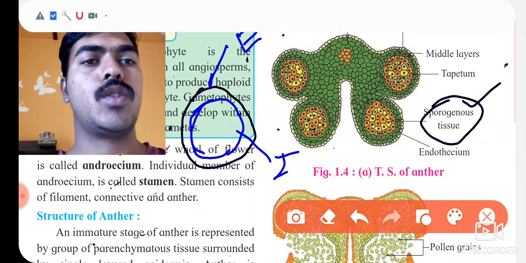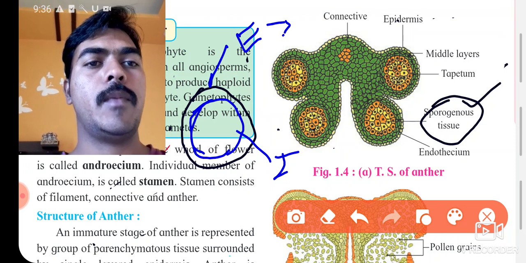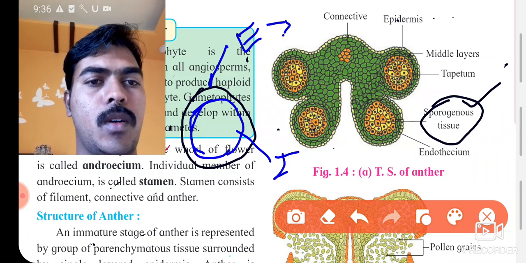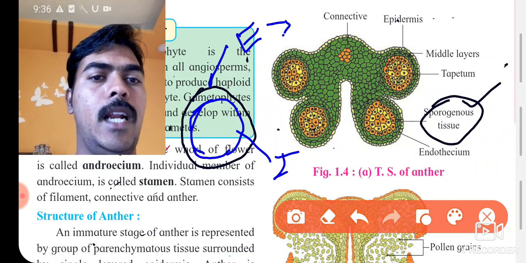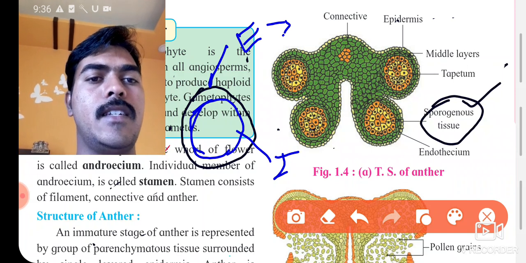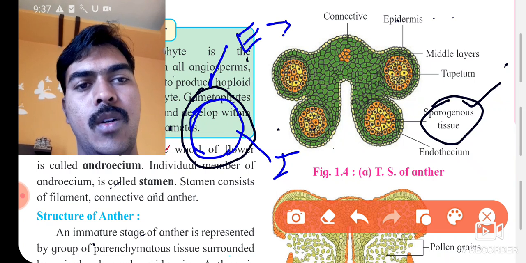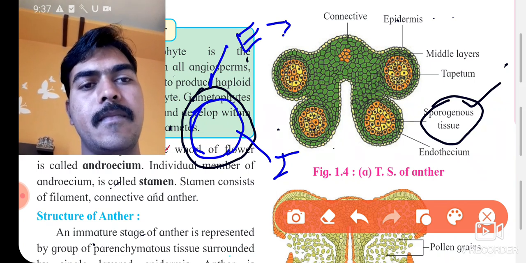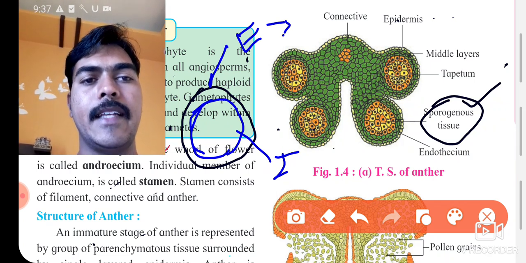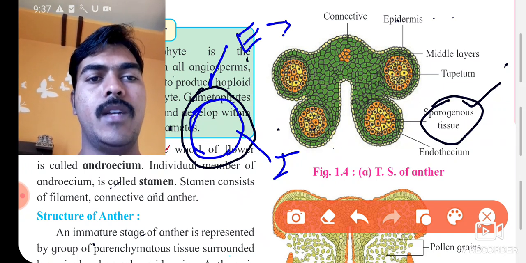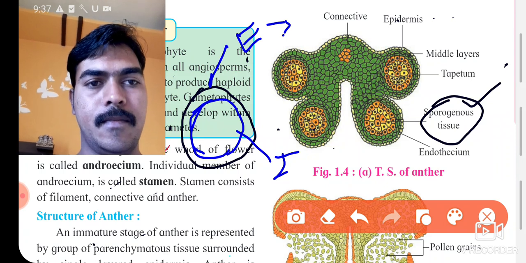Exine contain sporopollenin. Please remember this chemical compound sporopollenin. It is very important. It helps in resisting the pollen grain in adverse condition. Due to this sporopollenin, the pollen grains can be stored for a longer period of time, even for several years.